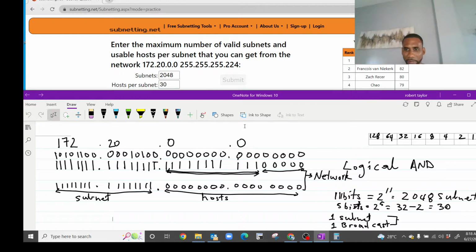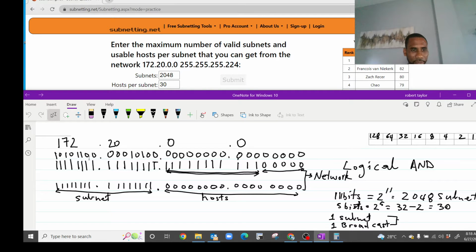Okay, let's just recap what we did. The question asks us what is the maximum number of valid subnets and the usable hosts. Remember, usable hosts per subnet. All right, and then it gave us the address. The first thing we did, we converted the address from its decimal representation to its binary representation, and we used this little table to help us.